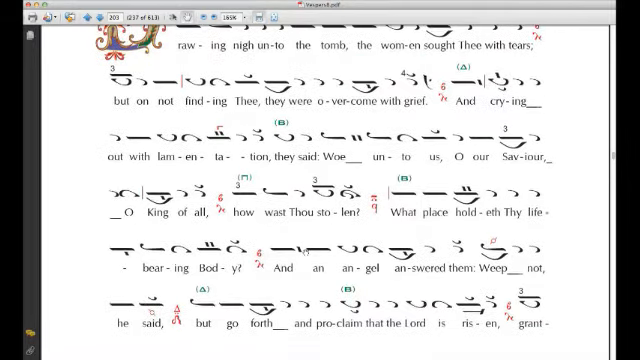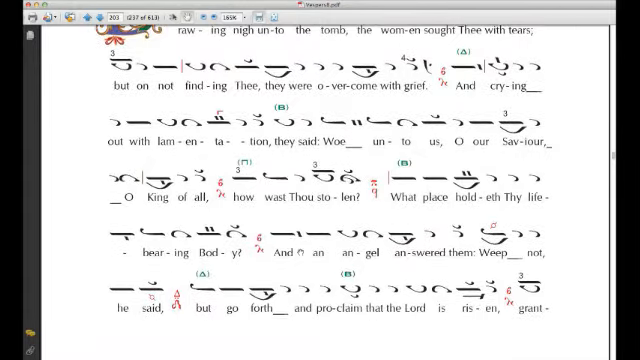We'll pause there for a moment, just to give you a second, since it keeps going for a good while longer. How wast thou stolen? That's familiar, right? How wast thou stolen? And then we have what place holdeth thy life-bearing body? Life-bearing body. We've seen that again and again. So those two things, in addition to other things, are just of note to point out, those formulaic patterns.